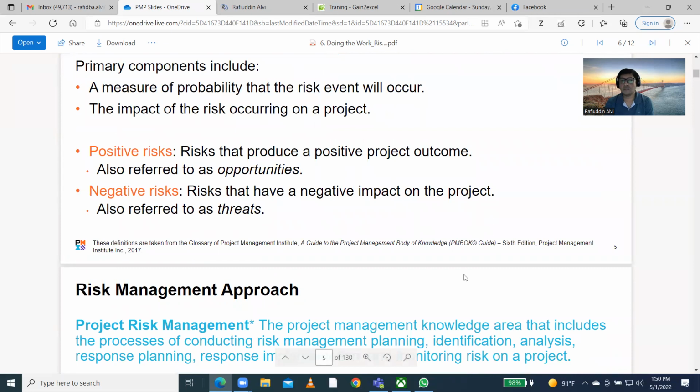Positive risk: risk that produces a positive project outcome, as I explained, also referred to as opportunities. Opportunity means something that is good for you, something you should always utilize. Negative risk: risk that has a negative impact on the project, also referred to as threat. So negative risks are also called threats, and positive risks are also called opportunities.